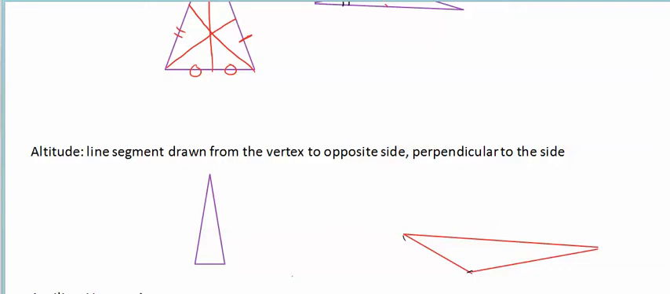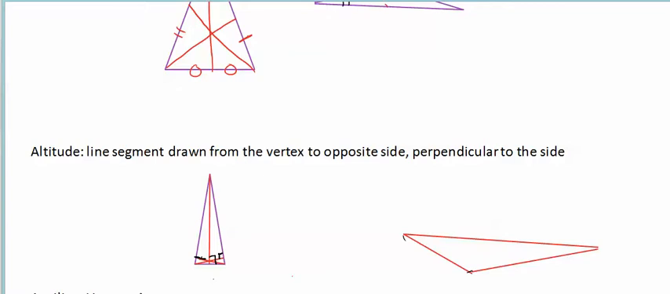The next definition we'll talk about is an altitude. An altitude is a line segment drawn from the vertex to the opposite side, perpendicular to that. If you look at the altitudes drawn in the first triangle, you'll notice that the altitude will create perpendicular angles, or right angles.